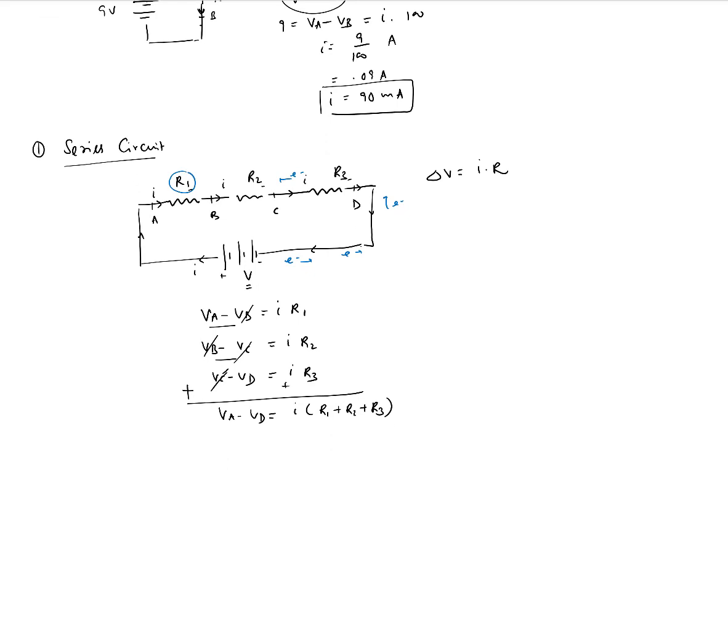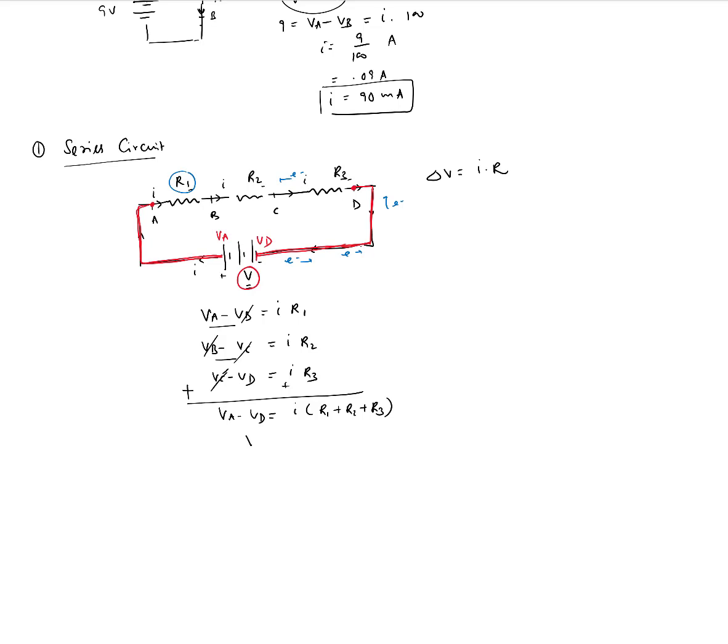Now, what's VA minus VD? VA is the voltage at this point, and VD is the voltage at this point. But point A is directly connected to the positive terminal of the battery, and point D is directly connected to the negative terminal. Assuming there is no voltage drop in the wires, VA is the voltage at the positive terminal of the battery, and VD is the voltage at the negative terminal. So VA minus VD is nothing but the voltage difference of the battery. If the battery is rated for 9 volts, then VA minus VD would be equal to 9 volts.